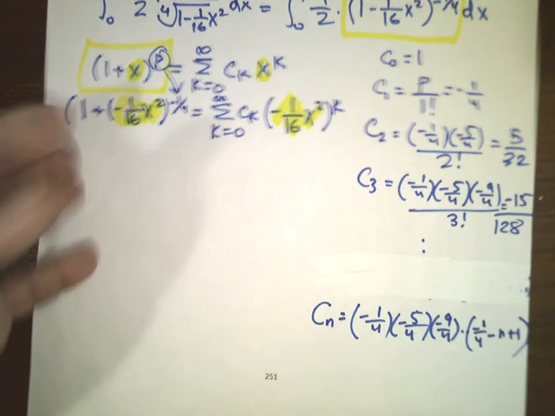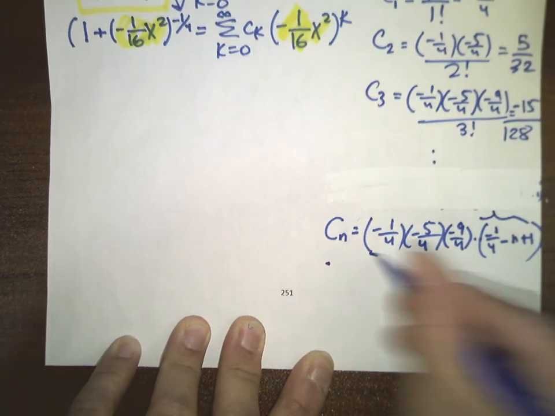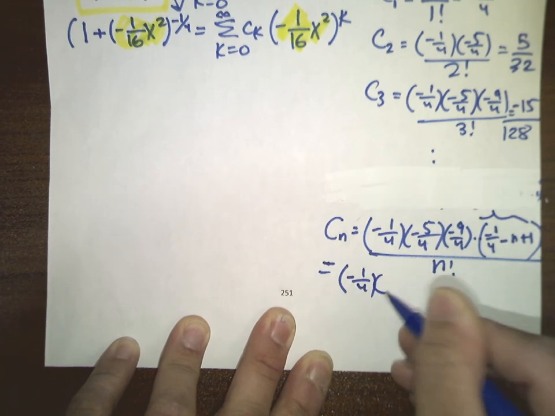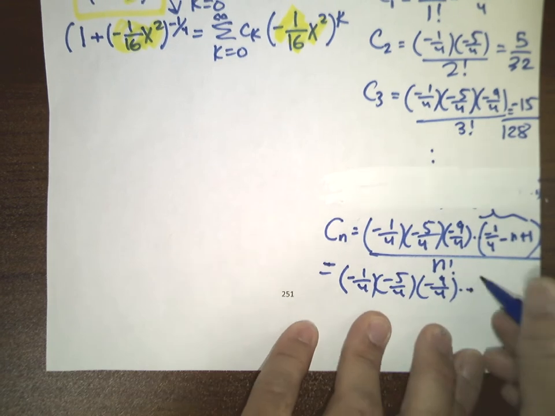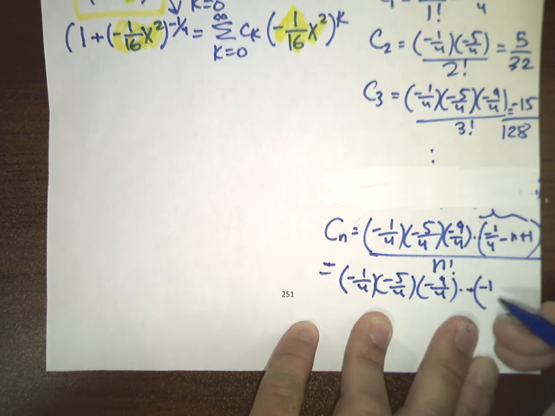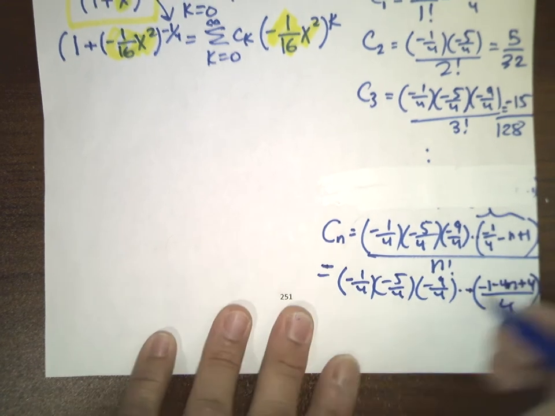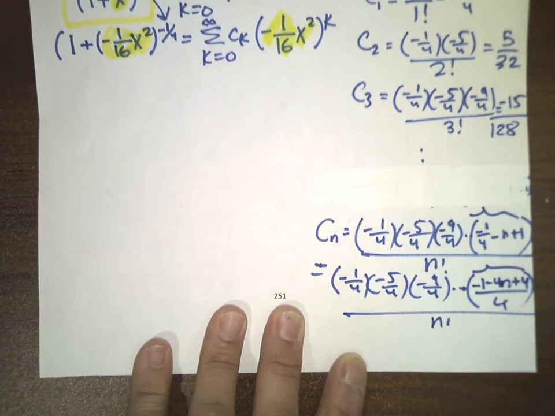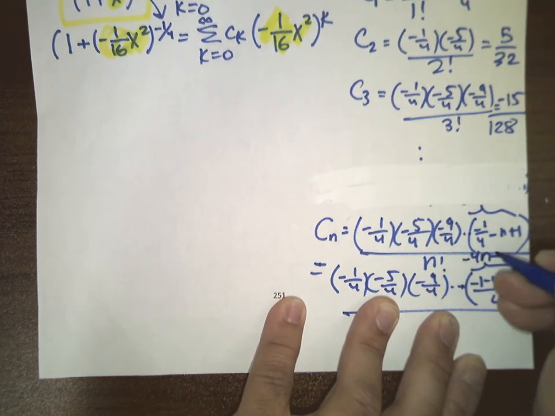And then I will go ahead and find a common denominator right over here. So that's all over n factorial still. This will be negative 1/4 times negative 5/4 times negative 9/4, all the way to the negative 1, and then this will be minus 4n plus 4, all over 4, all over n factorial. So negative 1 minus 4n plus 4 becomes negative 4n plus 3.